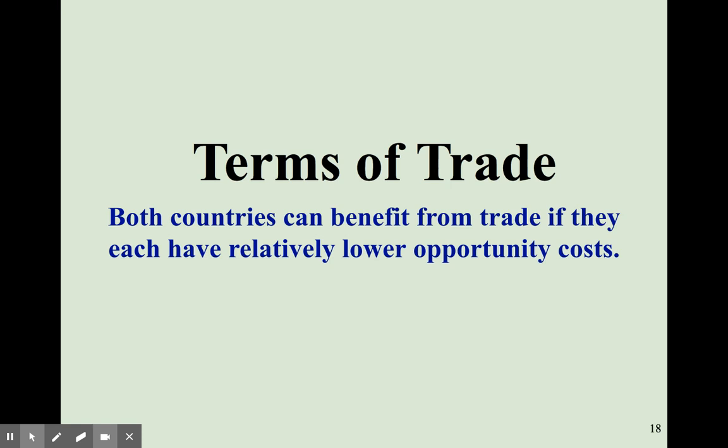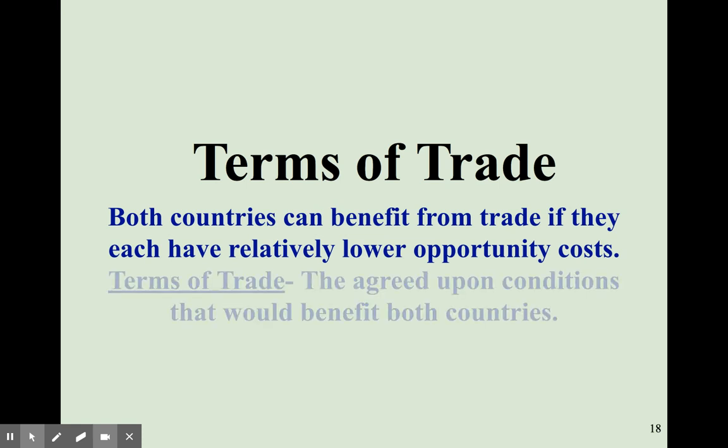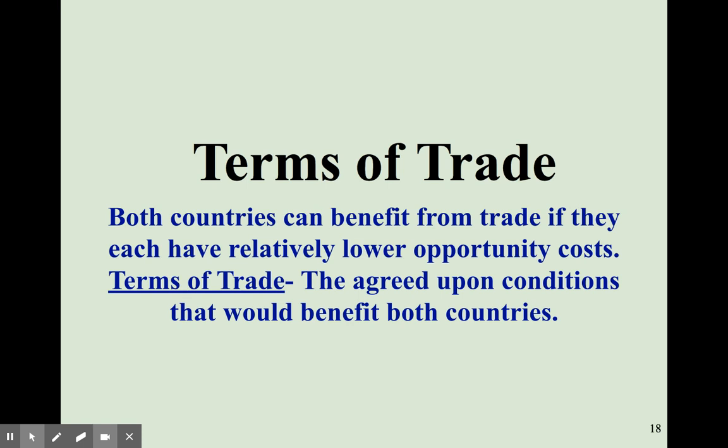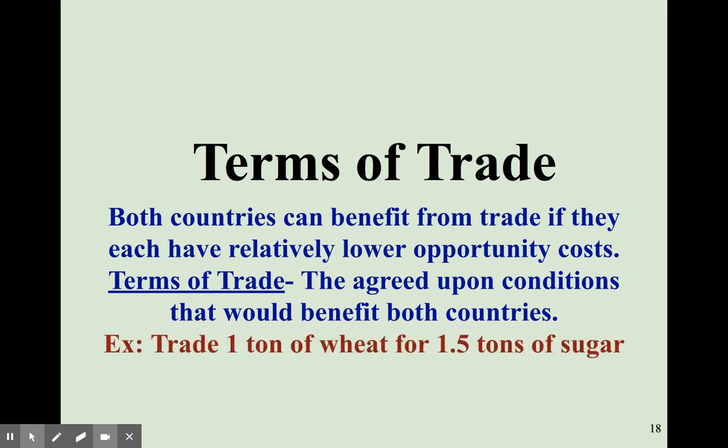This brings us to the concept of terms of trade. Both countries can benefit from trade if they each have relatively lower opportunity costs. Your terms of trade are the conditions that you agree upon that would benefit both countries. Example, if you trade 1 ton of wheat for 1.5 tons of sugar, that would benefit both countries.